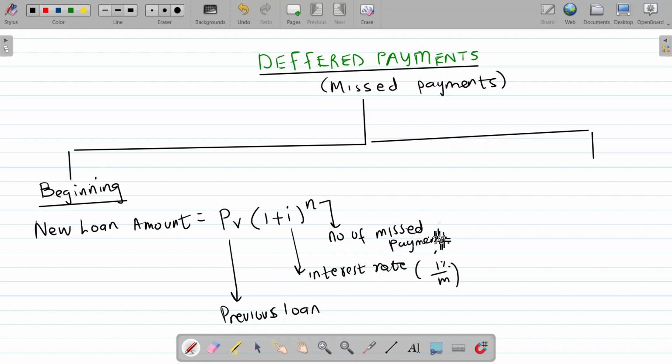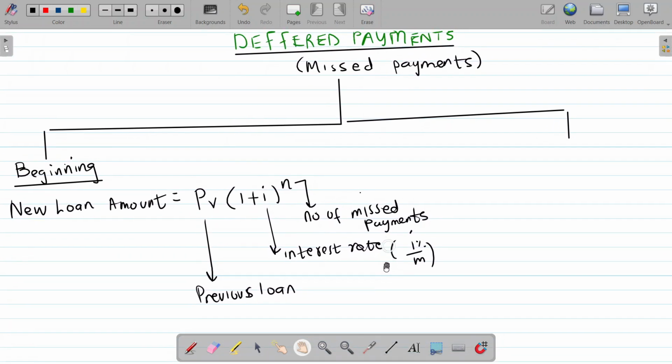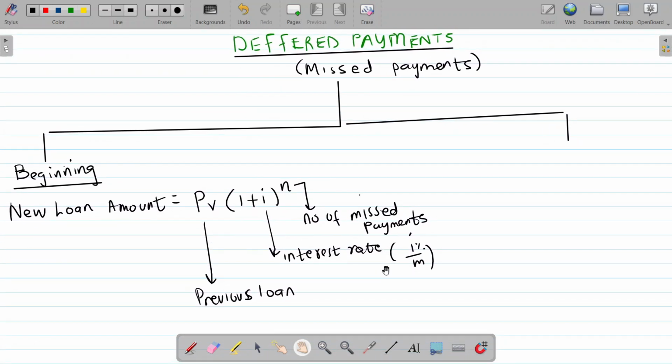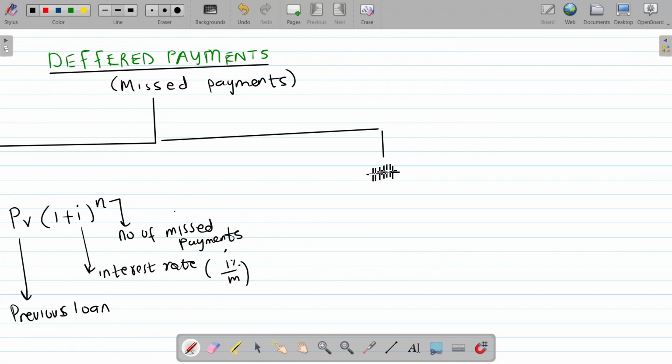Is your number of missed payments. So this is when you have missed payments at the beginning. Your new loan amount would be that loan amount running through compound interest for a particular number of missed payments. Now, this can also happen in the middle of paying the loan.